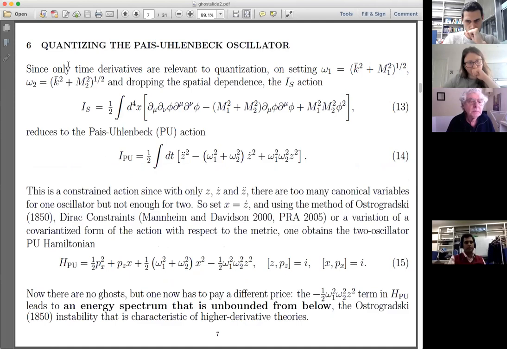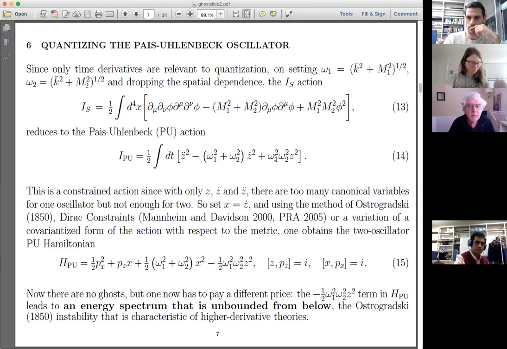Now, the only thing you ever care about for quantization is time derivatives. I said omega 1 is square root of k squared plus m1 squared, omega 2 is square root of k squared plus m2 squared. And this action that I had started with for the scalar field, which is also the same action as you've got for second order plus fourth order gravity, it's exactly the same action, reduces to what's called the Pais-Uhlenbeck action.